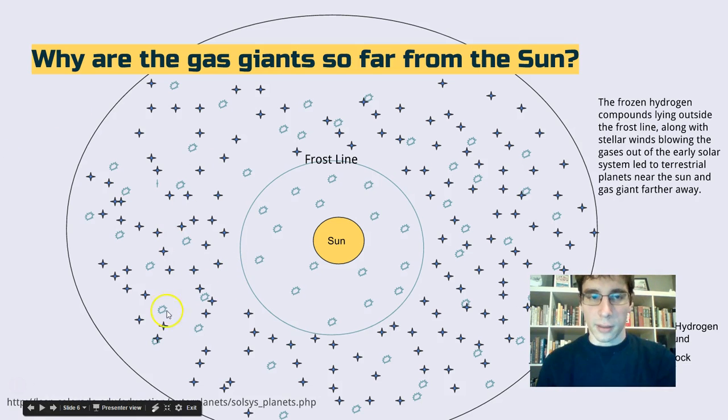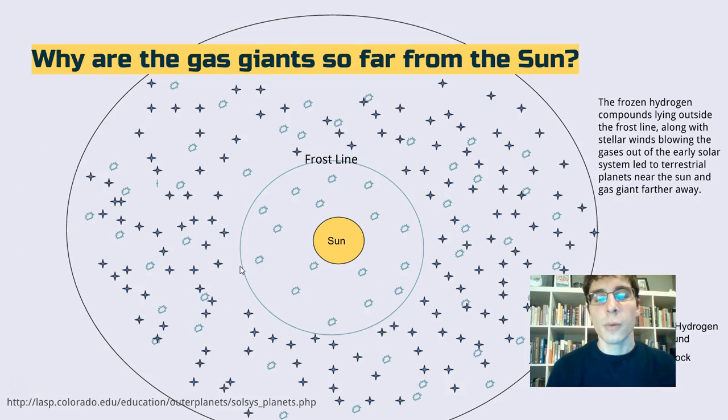Out here we can see there is still some of the metals and rocks floating around, but there's a lot of these frozen compounds beyond the frost line that weren't there inside. And what this meant was that all the planets outside the frost line had a lot more material that they could grow from. All this material would bump into each other, stick to each other, and form bigger and bigger planets.